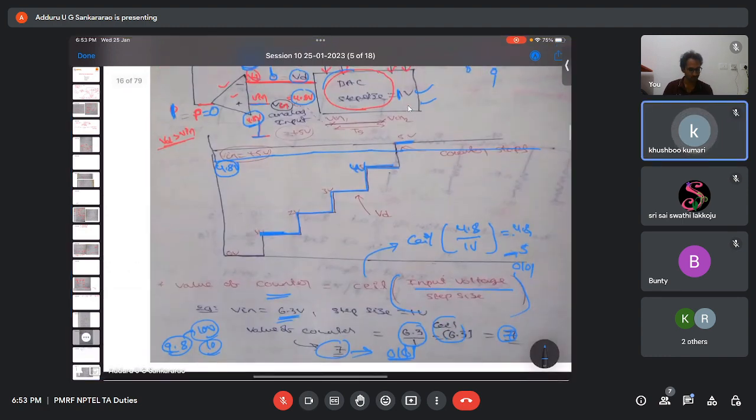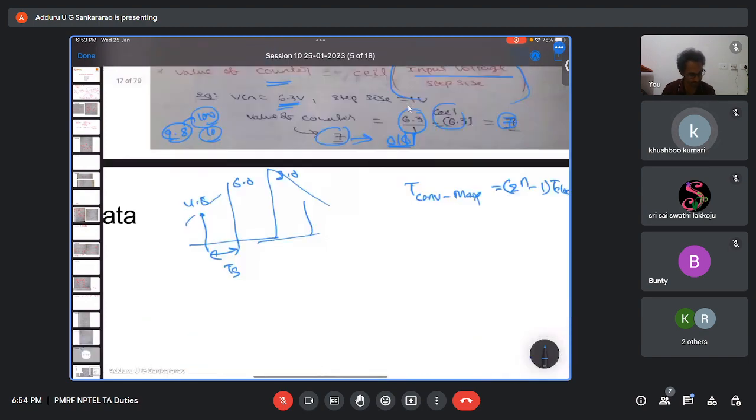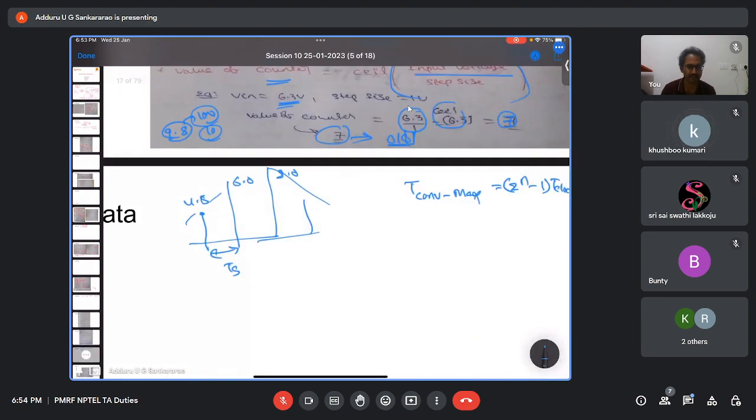Yes, sir. If I'm giving 4.8, then only 5 clock pulses it is taking. So each clock pulse duration is, let us say, TC. Then 5 into TC. Suppose if I am giving 12.3, then 13 into TC.